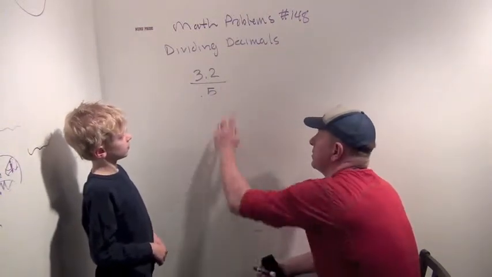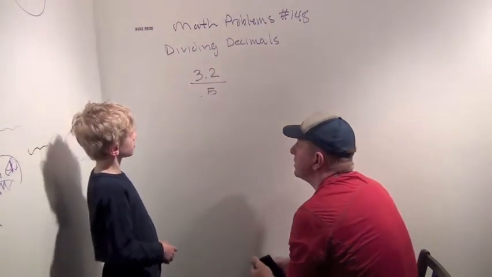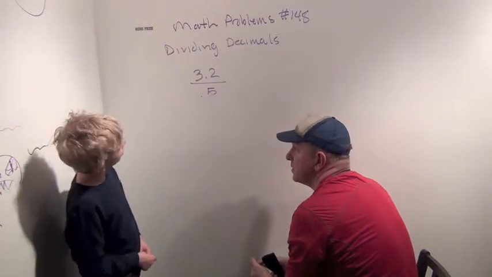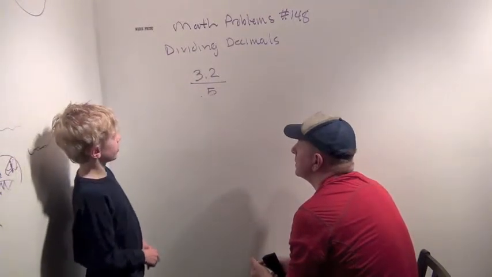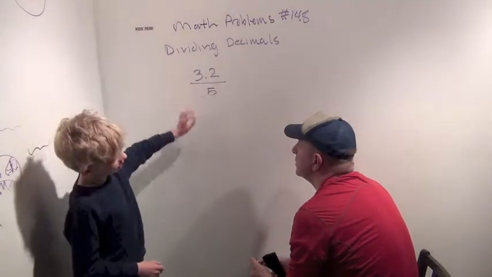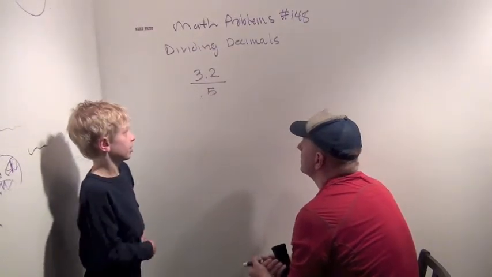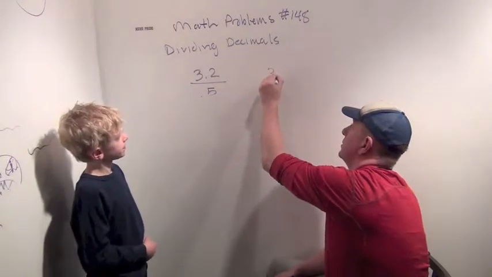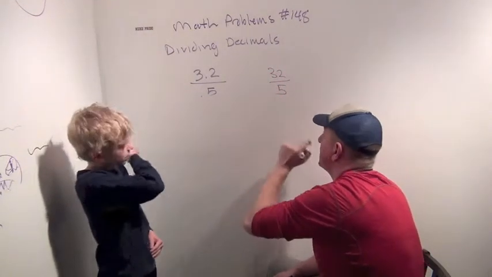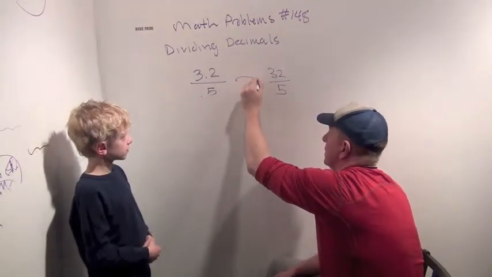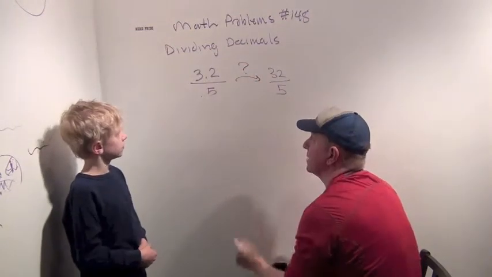Let me ask you: does anything in here look familiar? Well, you could shift over a decimal place. And what would that look like? 32 divided by 5. Maybe those are related somehow.